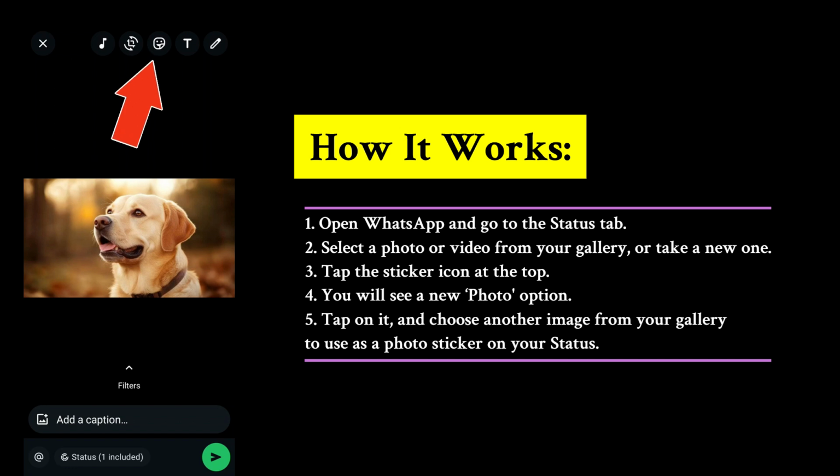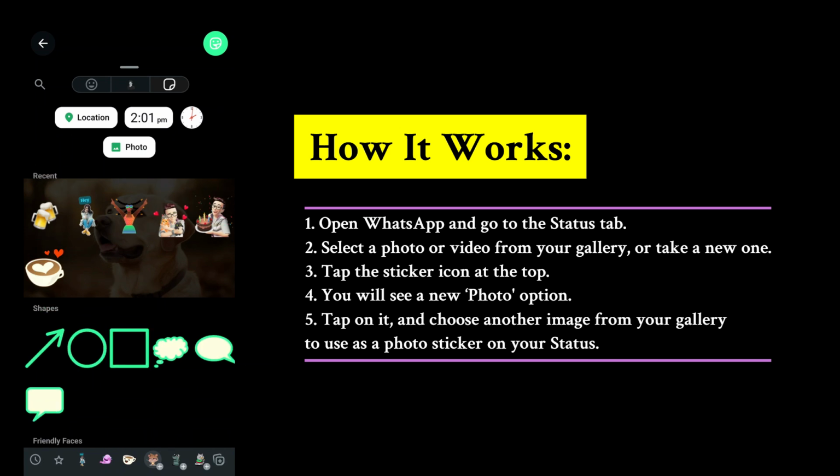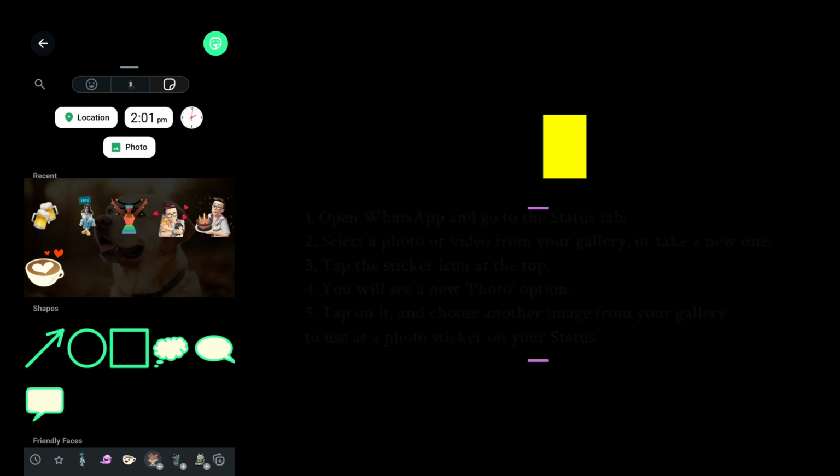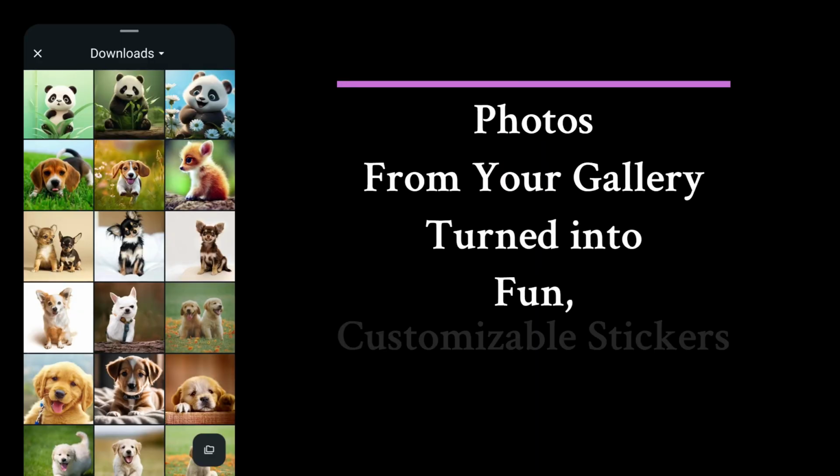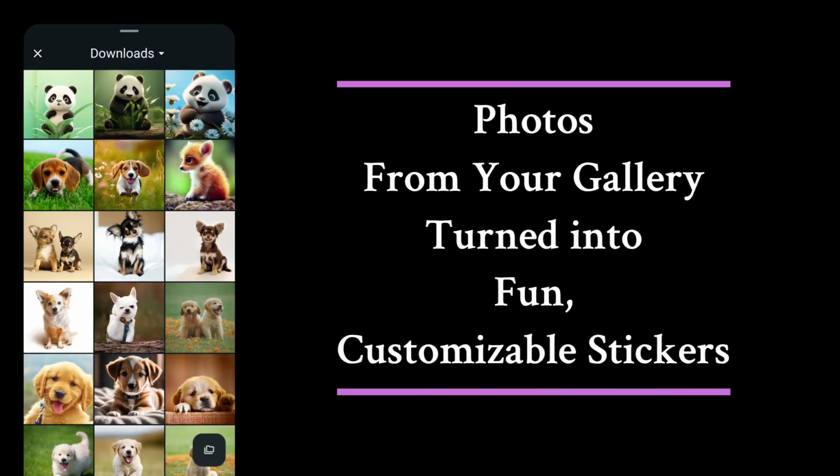Once you've selected your image or video, look at the top of the screen and tap on the sticker icon. After tapping the sticker icon, you will see New Photo option. Tap on it, and you'll be able to select an additional image from your gallery that you want to use as a photo sticker on your status.